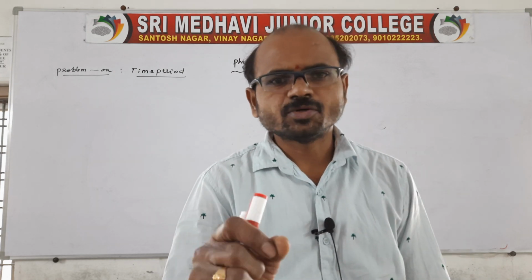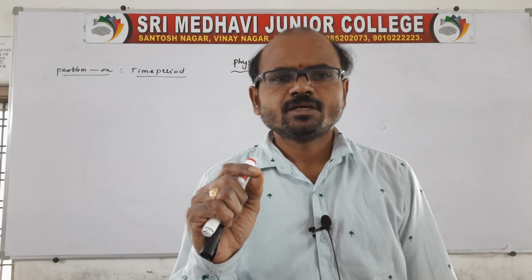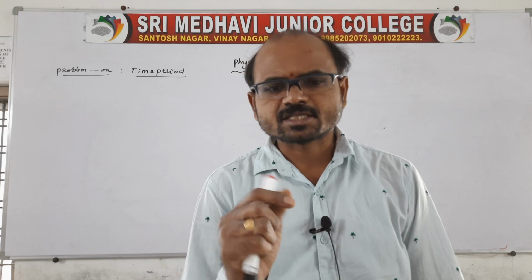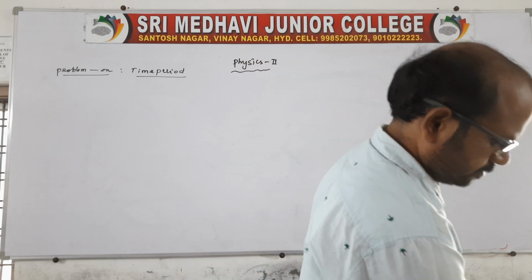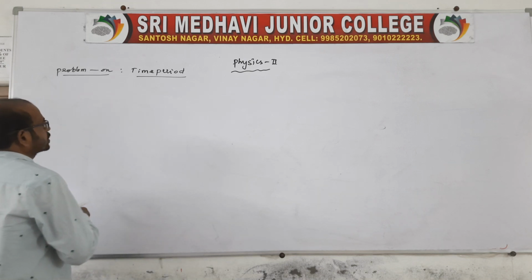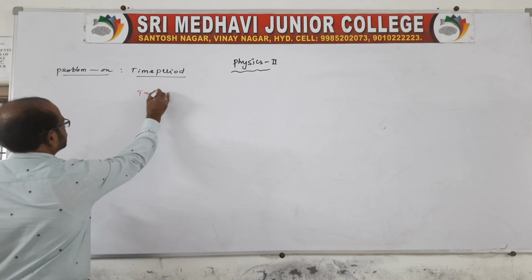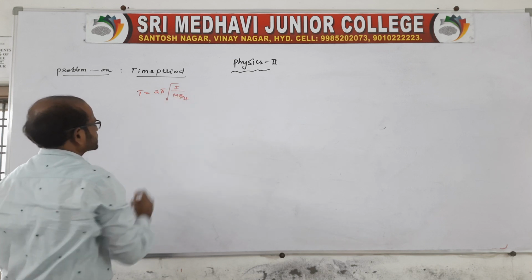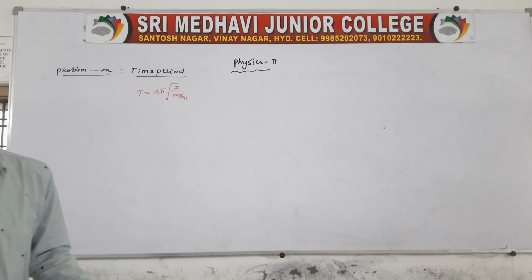In the previous class, we finished the time period of a magnetic needle, or a bar magnet, suspended in a uniform magnetic field. The time period is T = 2π√(I/MB_H). So this is the time period.